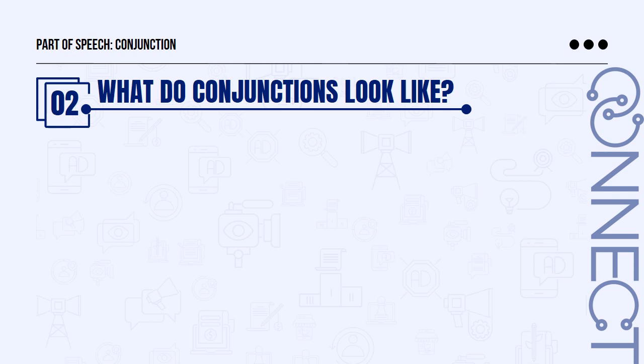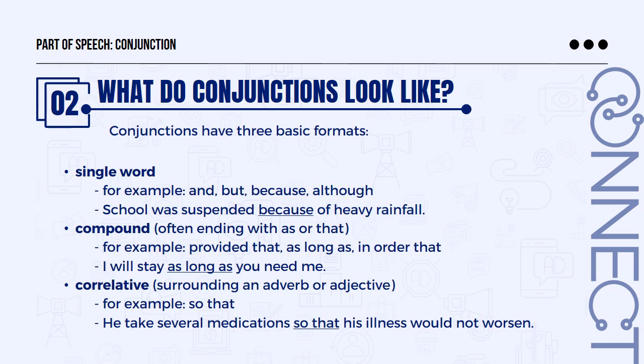Next, the second one. What do conjunctions look like? So conjunctions have three basic formats. We have the single word, that is, for example, and, but, because, although. The example there is, school was suspended because of heavy rain.